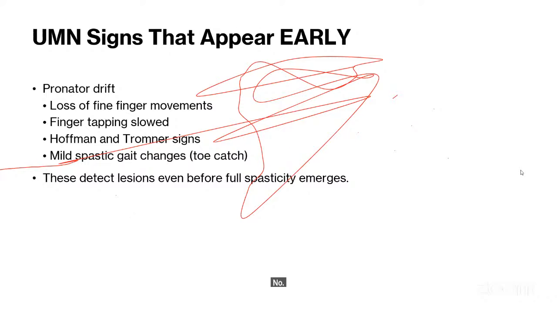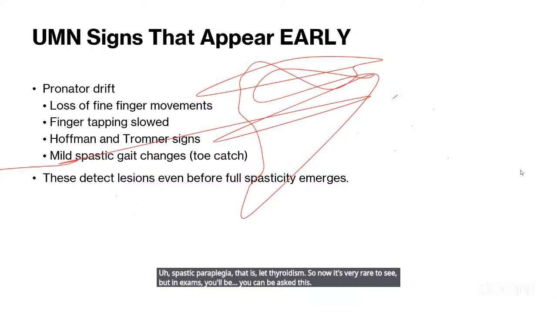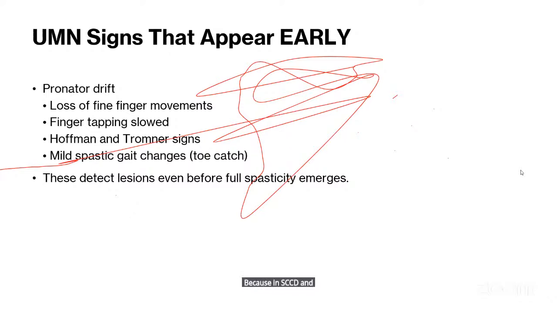See, basically, it is the serum holotranscobalamin 2 level. Okay, so that is one of the tests that you can get done. And one more thing that will be asked is spastic paraplegia, that is lathyrism. It's very rare to see, but in exams you can be asked this, because in SSCD and these other common differentials, you should be knowing whenever you are getting a spastic paraplegia patient.